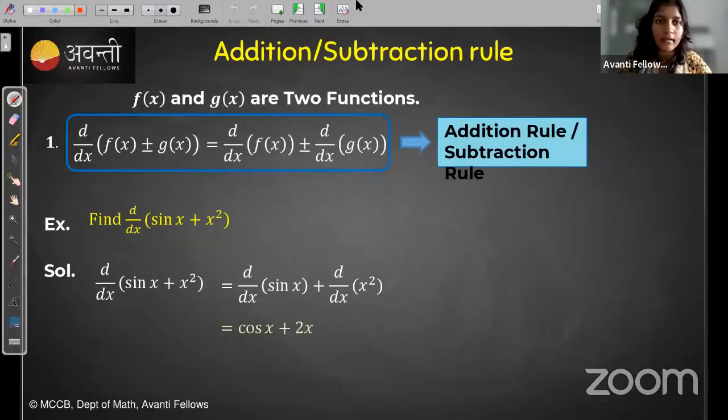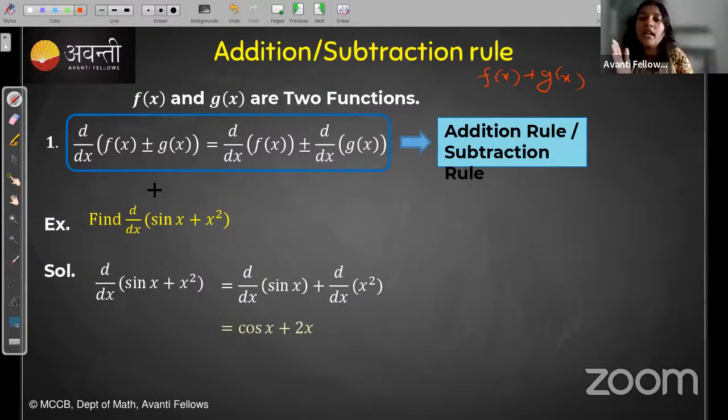Well then, the addition, subtraction rule. What does it state? Here we have two functions, f of x and g of x. Now, these functions are in the form of addition, say f of x plus g of x. How to differentiate it? When we differentiate this function, we can split the derivative. So if the function is of the form f of x plus g of x, and we are differentiating it, then we can write it as differentiation of the first function plus differentiation of the second function. This is the addition rule. If we have any function in the form of a sum or difference, then we can write it as the differentiation of the first function plus differentiation of the second function.